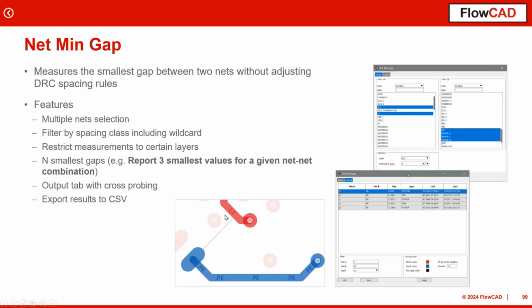So the next one is also a new one. It's called NetMin Gap, and this application primarily applies to applications where, I don't know, high voltage nets are involved. So where customers need to carefully check if all the distances and clearances are maintained. They may want to measure for review and checking purposes, for compliance reasons.